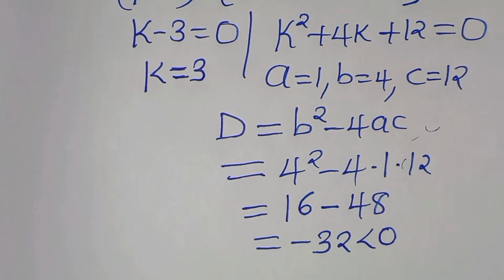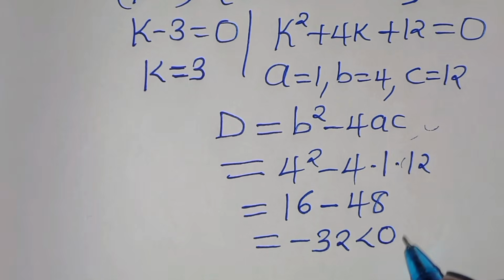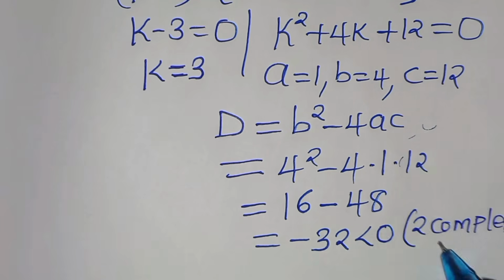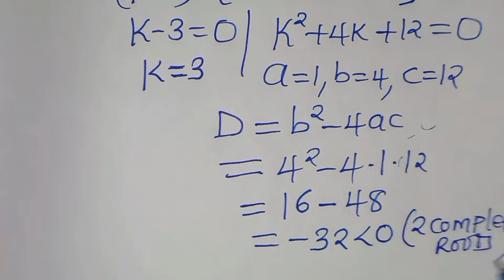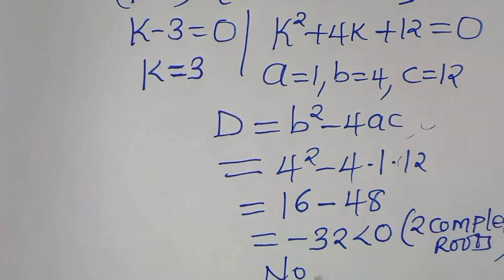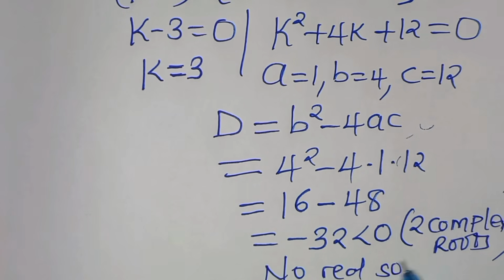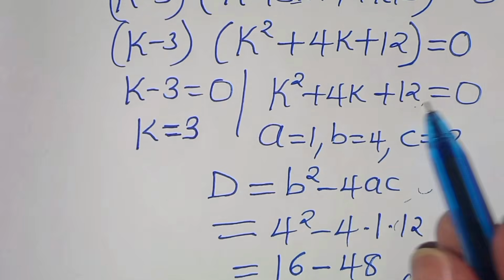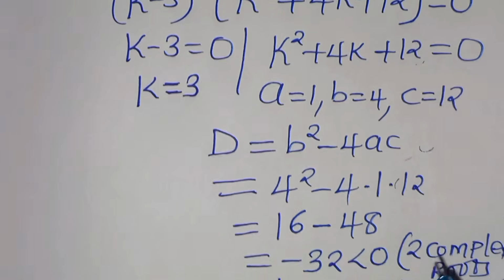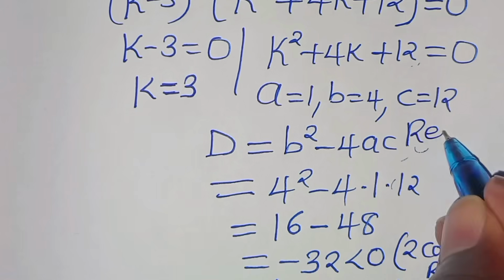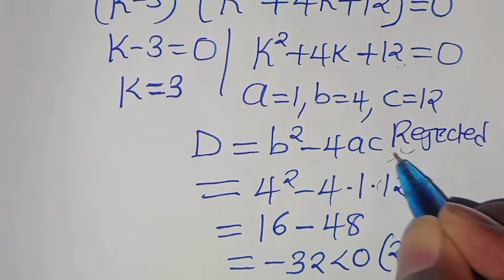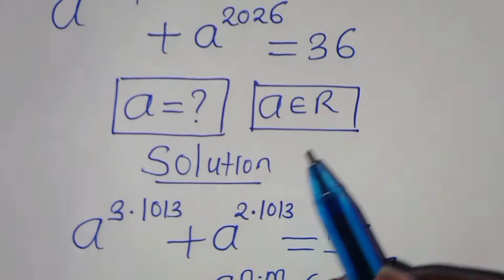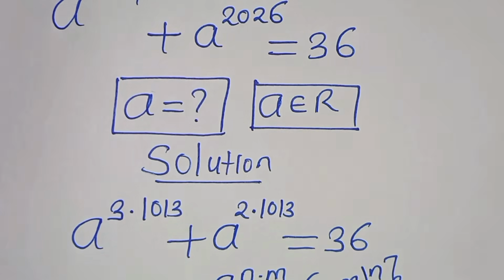This is less than 0. So what this means is that we have two complex roots, such that there is no real solution that can be obtained from this quadratic equation here. So this means that the quadratic equation is rejected, simply because A belongs to real numbers.